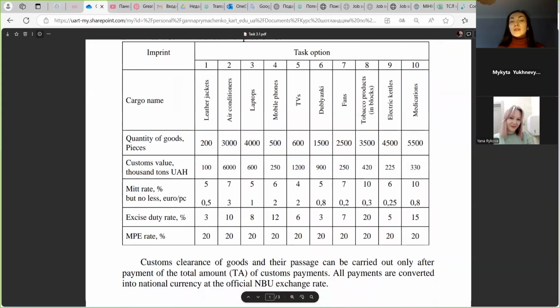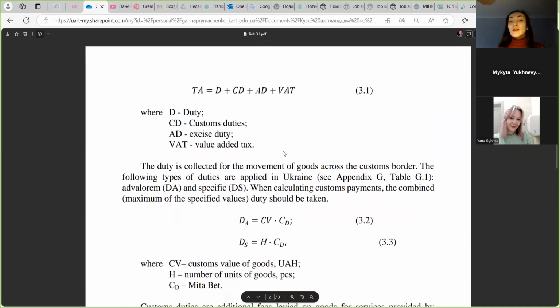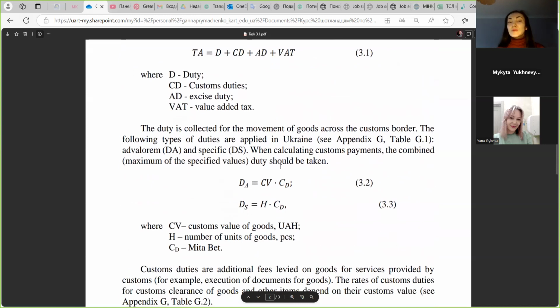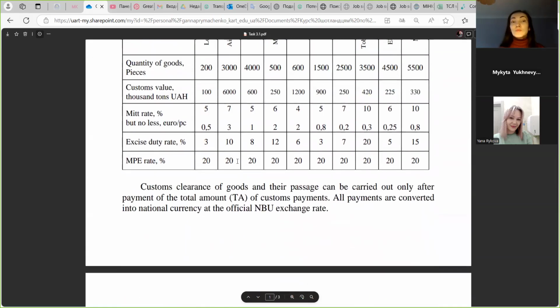Okay, the next type of duty is specific duty. It is formula 3.3, and we write big D with index S, specific. I have a question. Okay, yes. We need to multiply CV in percent at the mid rate in percent? Yes, it is all. Only two parameters.